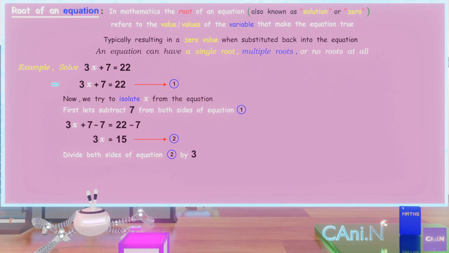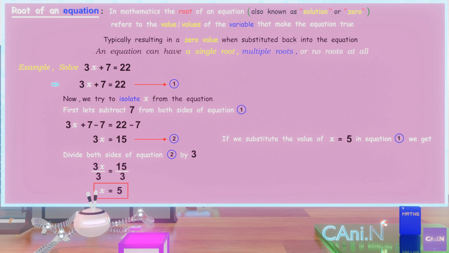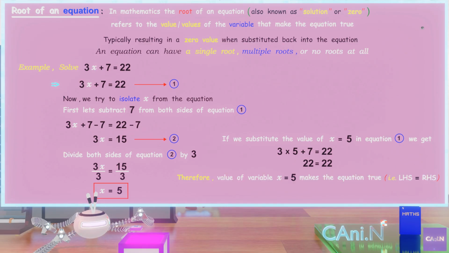Divide both sides of equation 2 by 3. 3x divided by 3 equals 15 divided by 3. Therefore, x equals 5. If we substitute the value of x in equation 1, we get 22 equals 22. Therefore, the value of variable x equals 5 makes the equation true. Hence, 5 is the root of the equation.